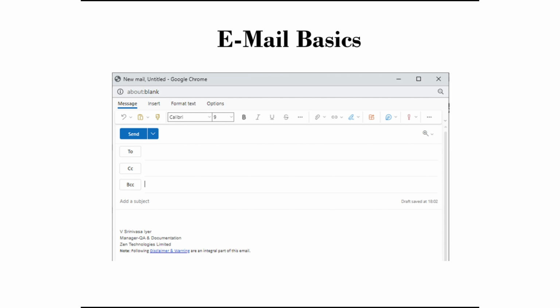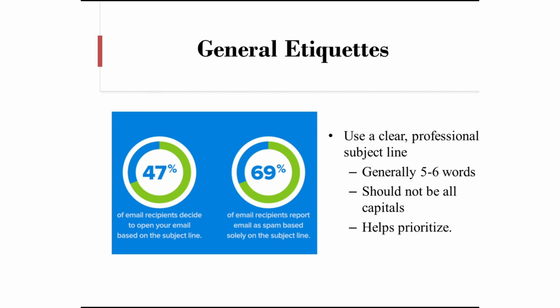Again, most of us look at emails on our mobile devices. So please keep the subject line and the body of the email very concise. Moving forward, some of the other general etiquettes are, as I told you earlier, use a very clear and professional subject line. Limit the subject line to generally 5 or 6 words.